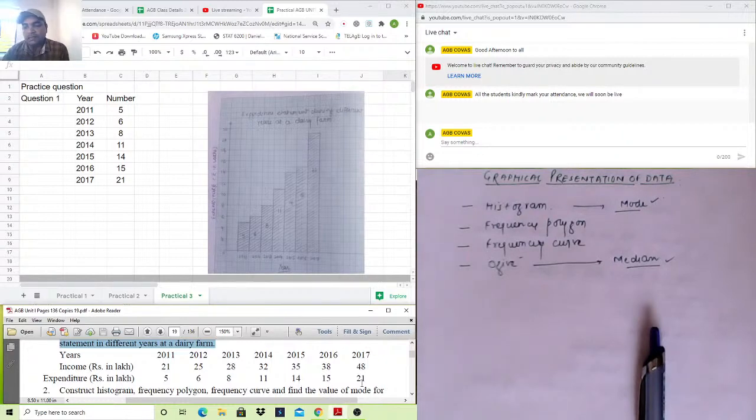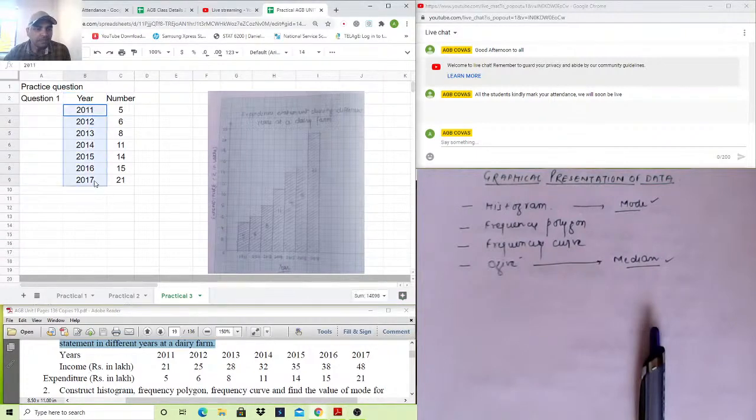What we have been assigned is that we have to replace it. As a practice question, what I have done is that I have taken the same data as has been given to you, but I have taken these numbers. This is the expenditure in lakhs. The income part you have to reduce. So how to do that? Let us do it.